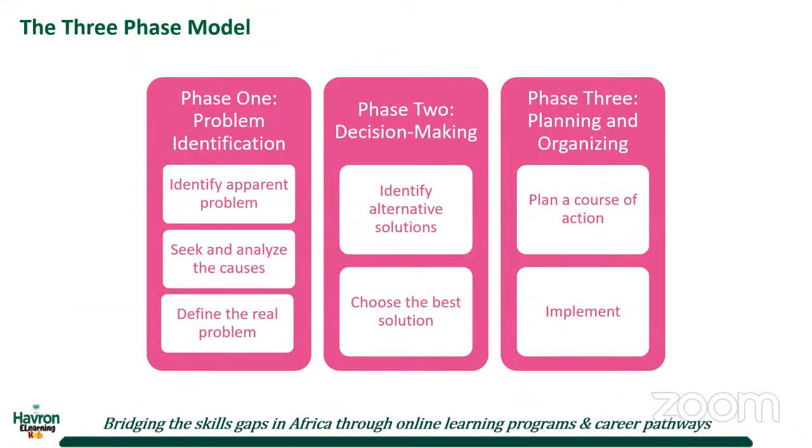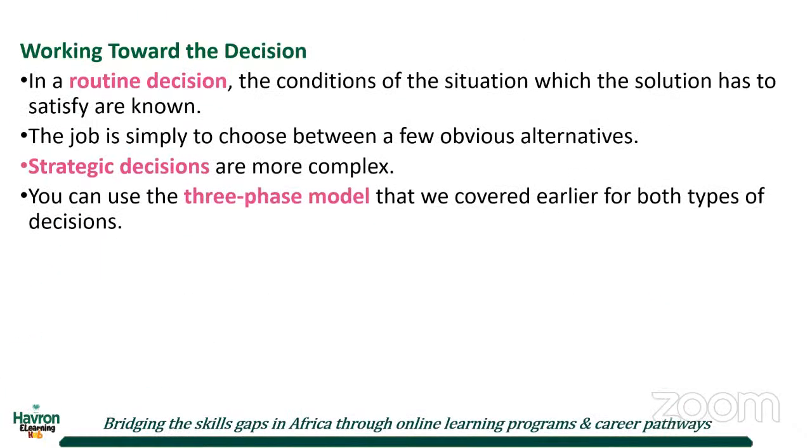So in a routine decision, the conditions of the situation which the solution has to satisfy are known. So the job is simply to choose between a few obvious alternatives. The routine decision is often governed by which alternative we can accomplish. So the next is the strategic decision. You can use the three-phase model that we covered earlier for both types of decision.